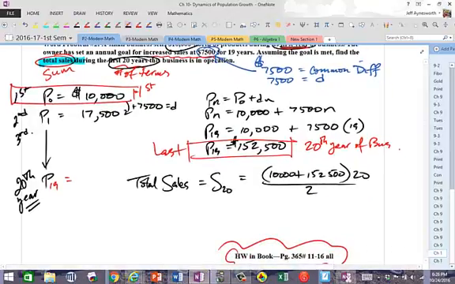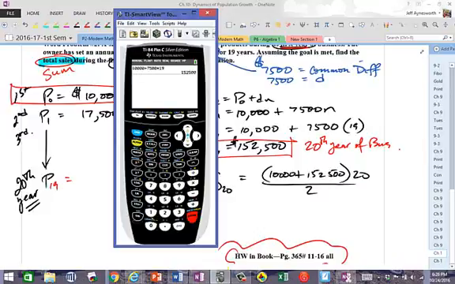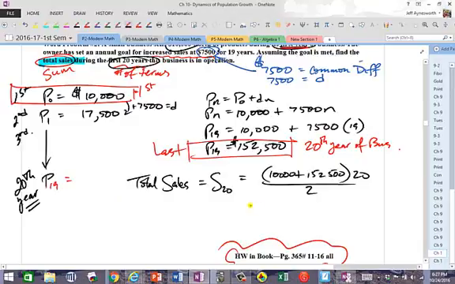Let's see here. 10,000 plus 152,500. Make sure I enter that correctly. Hit the equal button. Times 20 divided by 2 is 1,625,000. So 1,625,000 total sales. The big number here for us is this one right here.